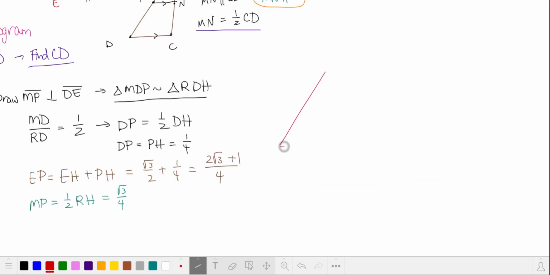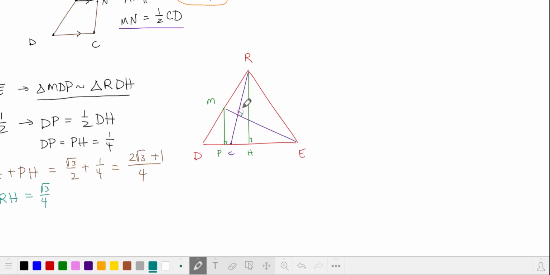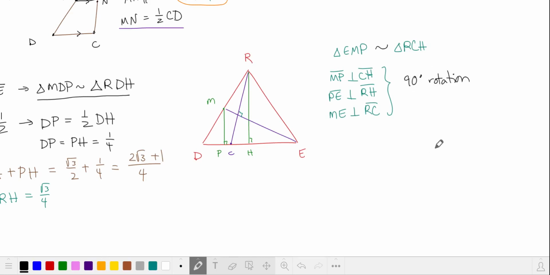Let's draw triangle RED one more time, and I'm also going to draw an RC. Again, we had EM is perpendicular to RC. I want to compare the sides of triangle EMP and RCH. We have MP is perpendicular to CH, PE is perpendicular to RH, and this hypotenuse ME is perpendicular to the other hypotenuse RC. You'll notice that all three sides of one triangle are a 90-degree rotation of the other triangle, which makes all three angles congruent. So we have triangle EMP is similar to RCH.